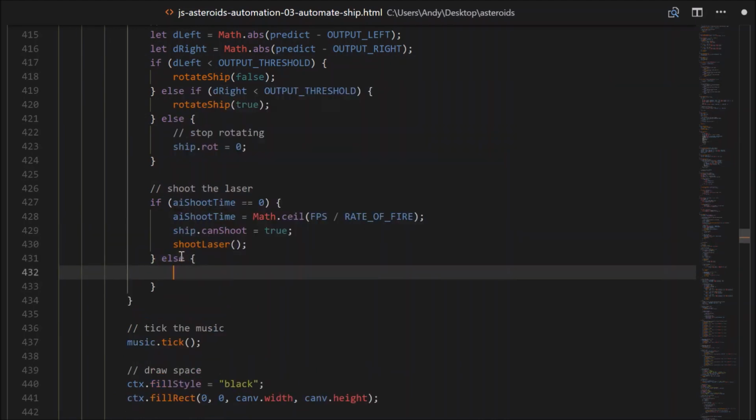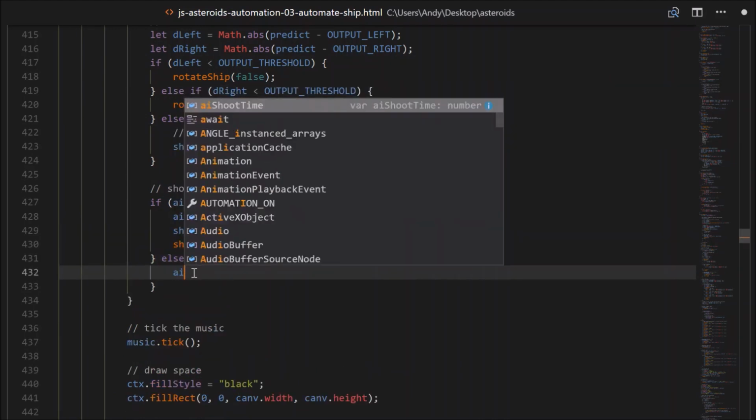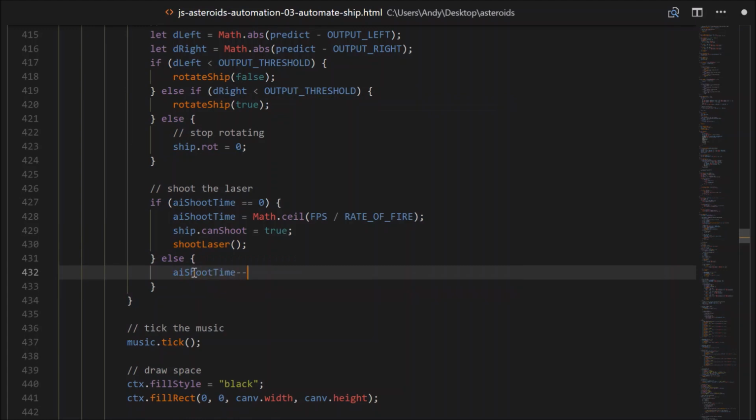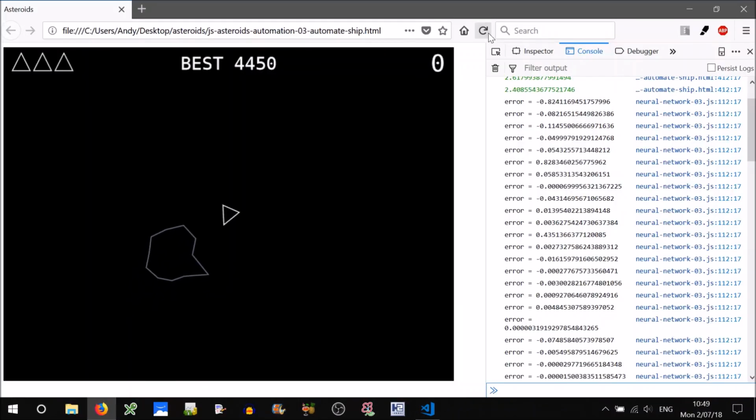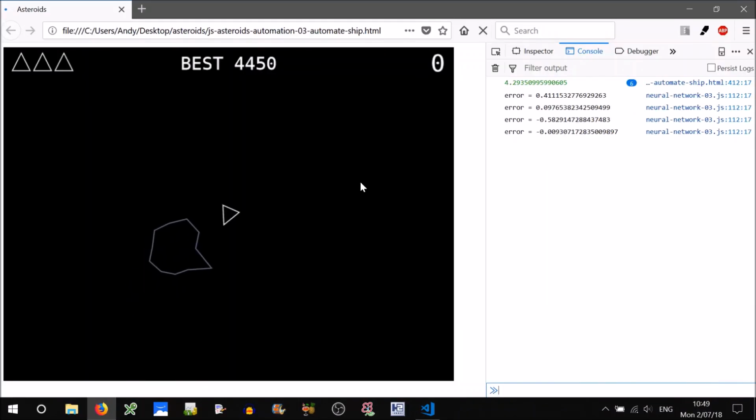Else, so if the AI shoot time doesn't equal 0, we'll want to count down. AI shoot time minus minus. So this is just counting down the frames left. So let's give this a go. So loading in our training data.